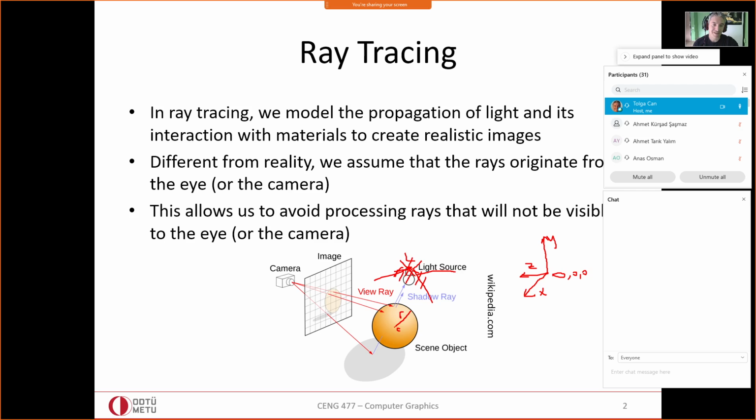whether it's a point light or not. We are going to come to those later, but for simplicity, just assume at first, in order to understand the basic ray tracing algorithm best, just think about a point light source which is omnidirectional.